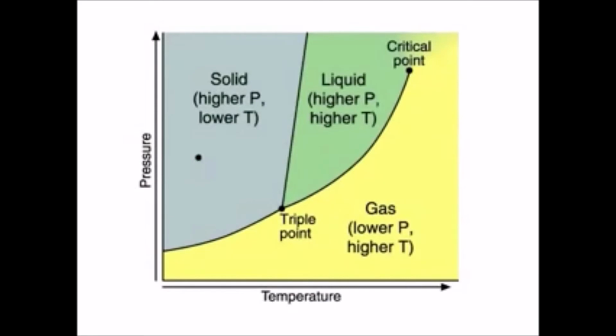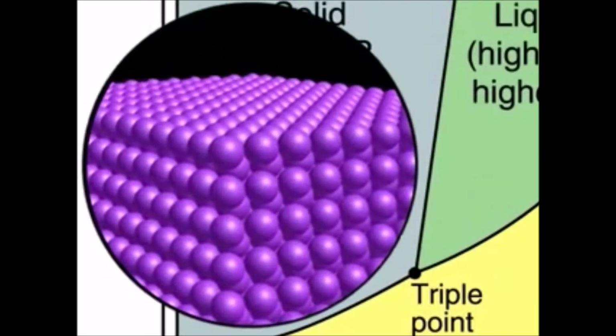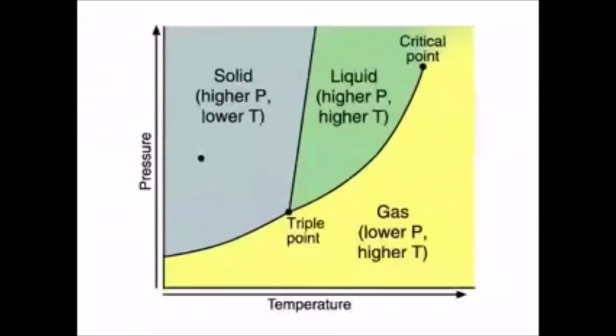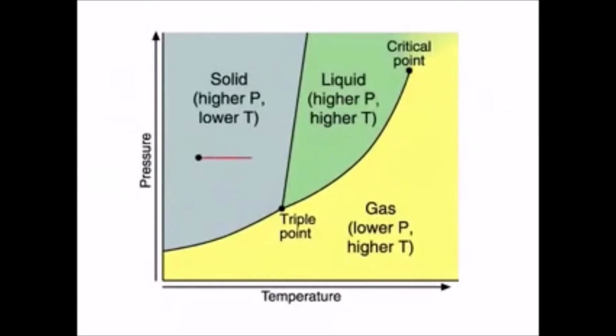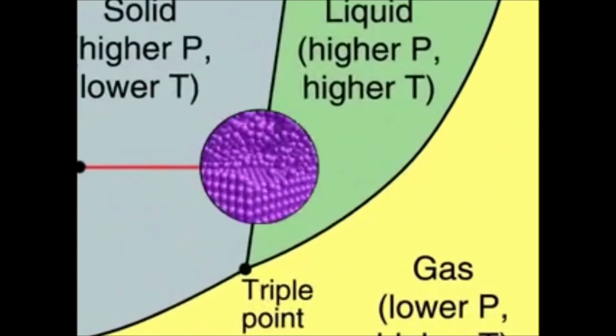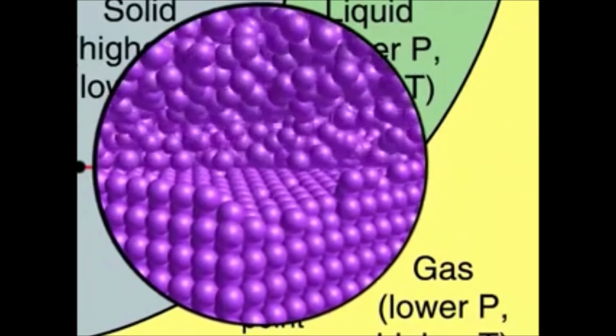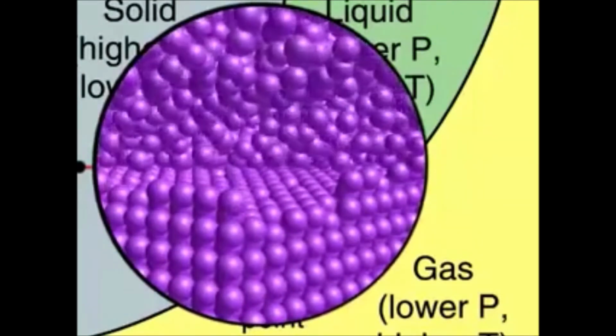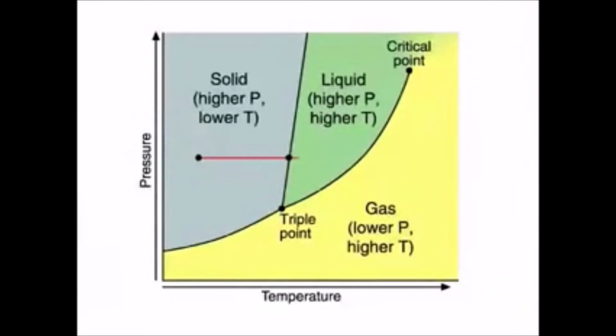What would happen to the sample if we steadily increase the temperature at constant pressure? That is, move horizontally from left to right on the diagram. The changes depend somewhat on the starting pressure. Let's begin at some pressure between the critical point and the triple point. Starting with the solid, we increase the temperature until the solid and liquid are in equilibrium. Increase the temperature above the melting point and pure liquid exists.